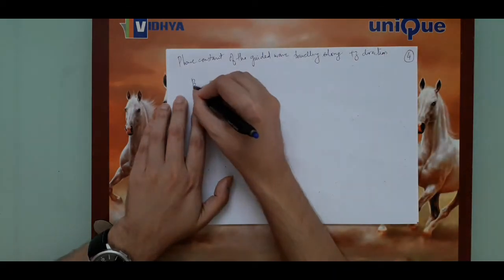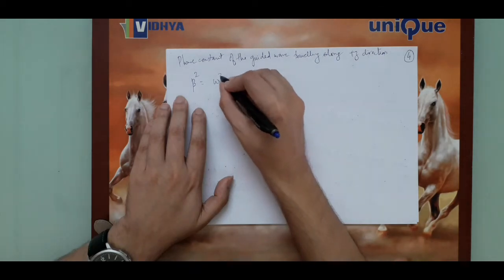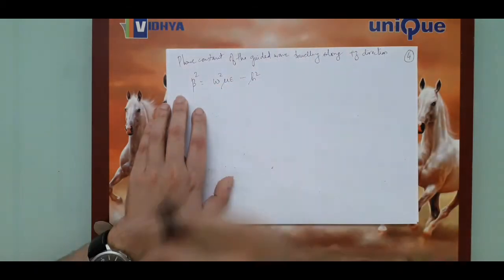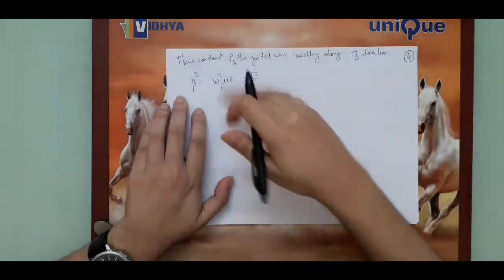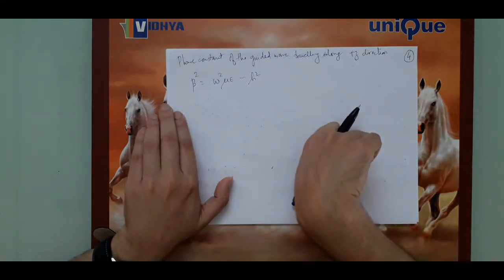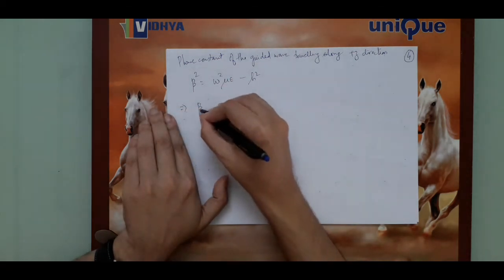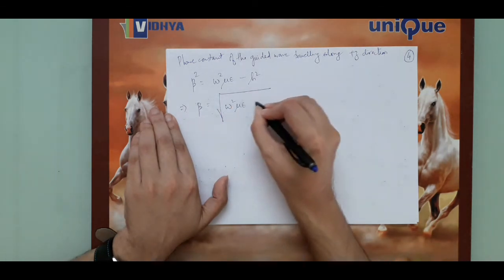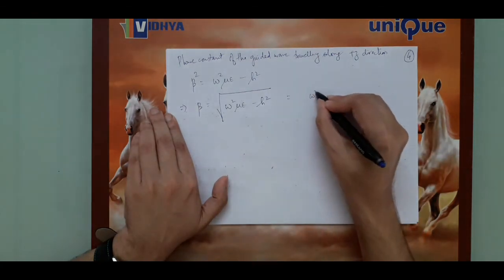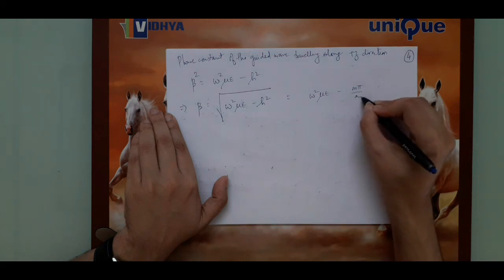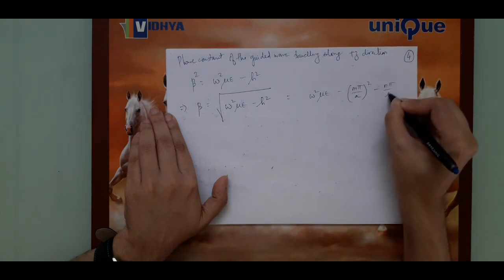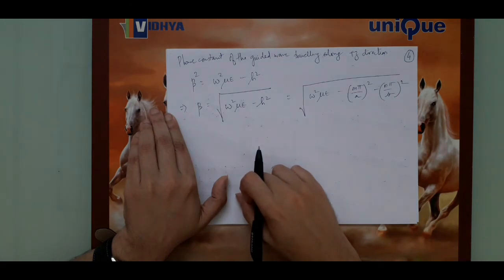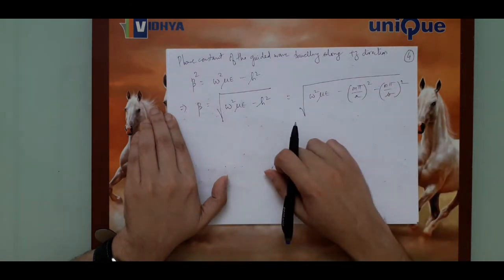and that is beta, or rather beta square, which is omega square mu epsilon minus h square, and omega square mu epsilon is the beta square of the wave that is entering the waveguide, which will be reflected multiple times and will travel. So therefore I can say beta is under root of omega square mu epsilon minus h square. H square we already know what it is: m pi by a the whole square minus n pi by b the whole square. I'm taking the whole minus, therefore we get two minus signs, and this is what beta is.